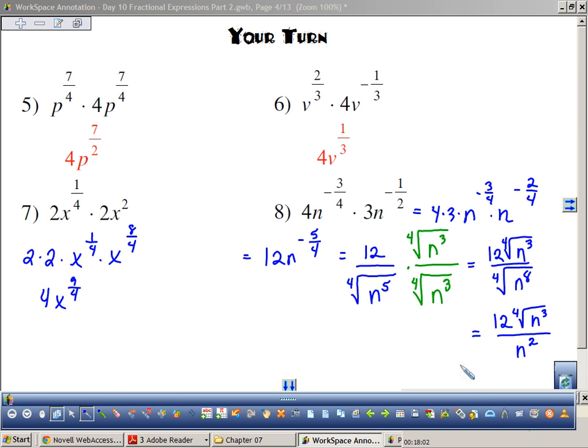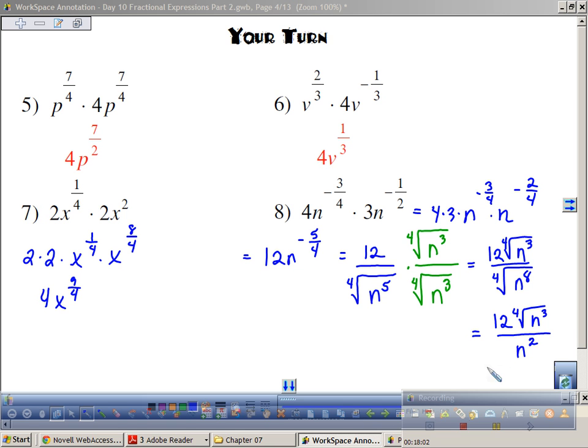Questions? Jacob. The denominator is where the, okay. You got it? You sure? Can I go?